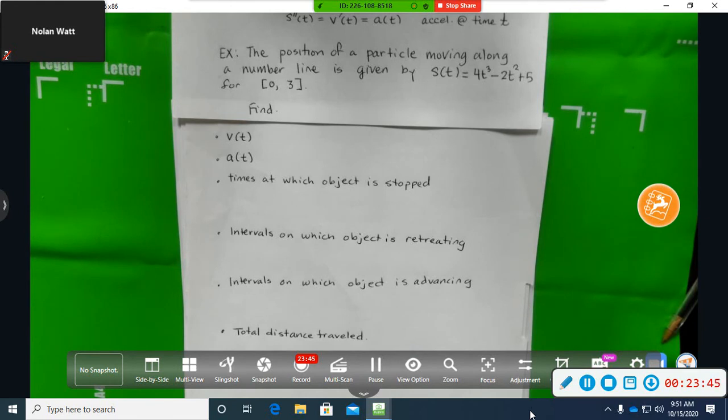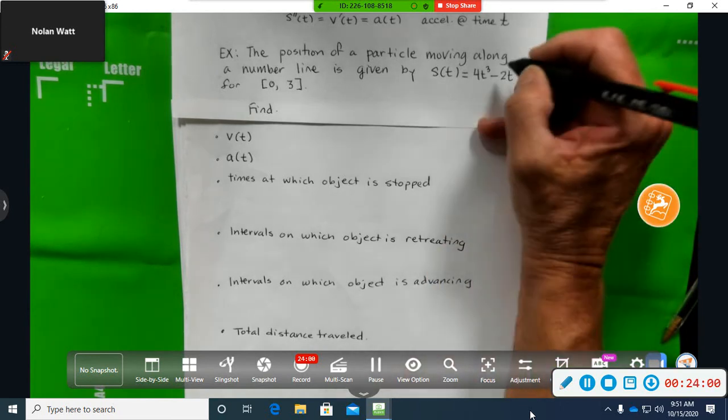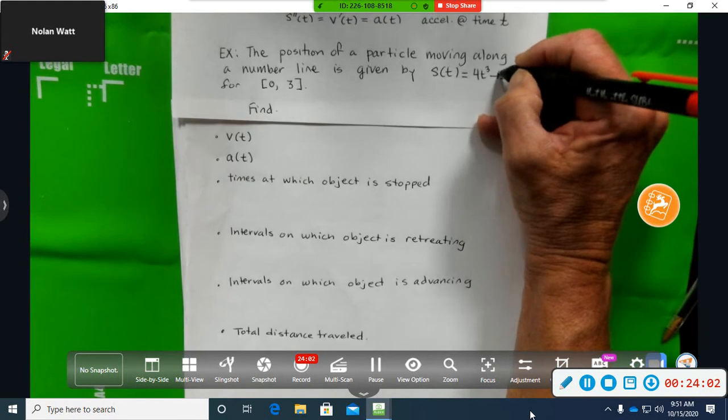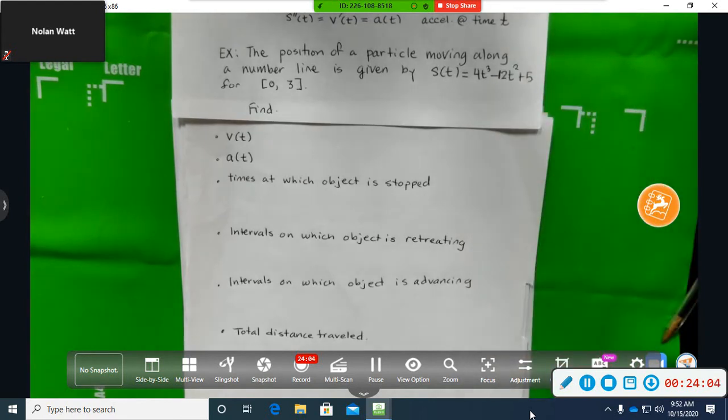Can we change that 2 in front of the t squared to a 12? Just slip a 1 in there. That way maybe your numbers are better. I'm not doing that for you. I'm doing that for me. I don't want to have to plug in goofy fractions. So 4t cubed minus 12t squared plus 5.